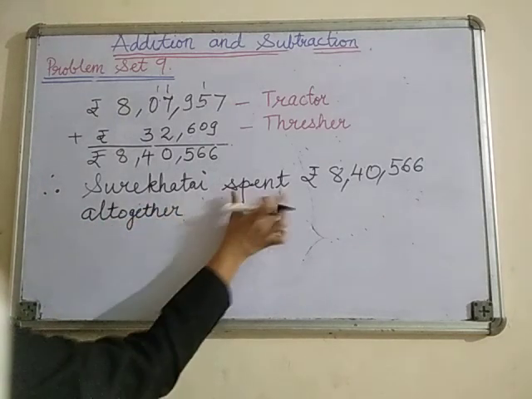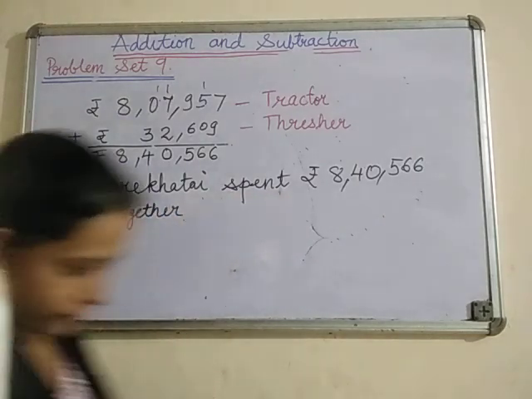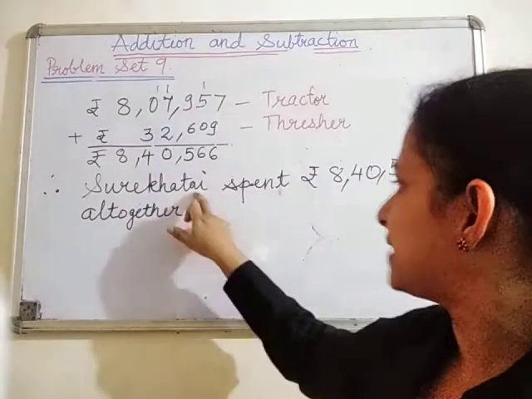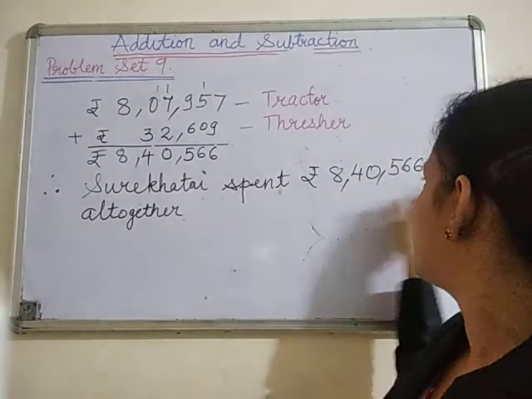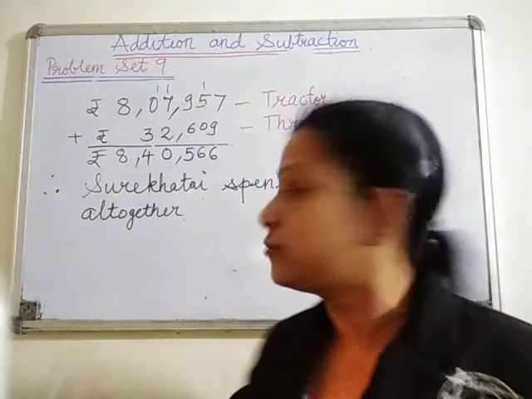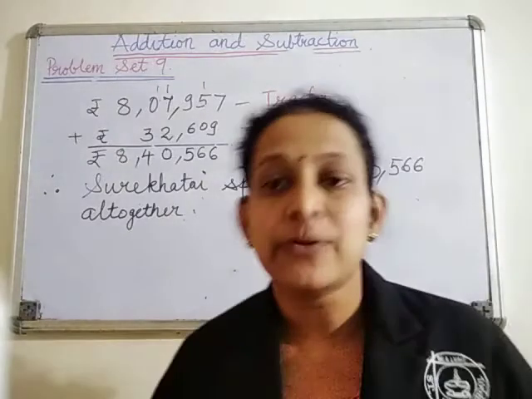Remember, the past tense of spend is spent. So you have to write not spend, you will have to write spent. So Surekha Tai spent rupees 8,40,566 all together. Full stop. Fine. So this is how you're supposed to write.